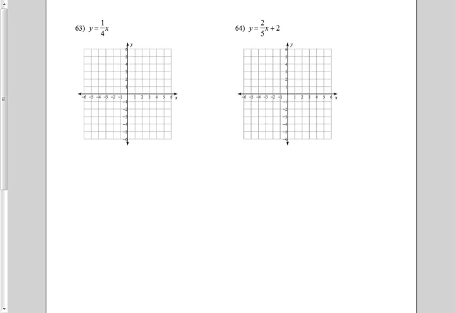Now, mind you, there's no reason you can't do these by hand. On 63, the y-intercept is 0, and the slope is up 1 over 4, or down 1, left 4. Again, remember that rule that the slope of 1/4 is the exact same thing as -1 over -4. We want to make sure we know those for our quiz tonight.